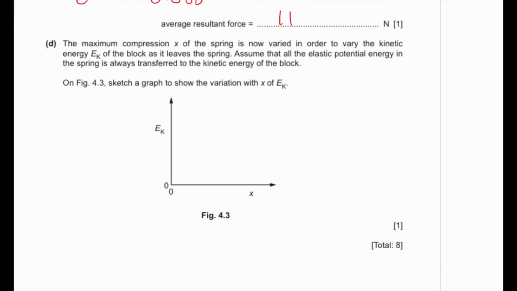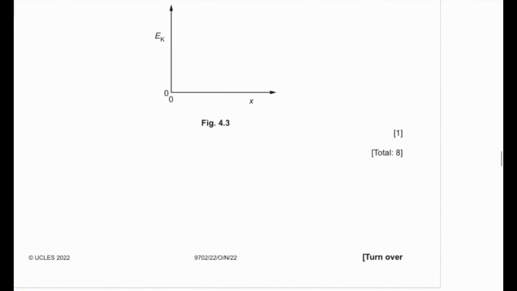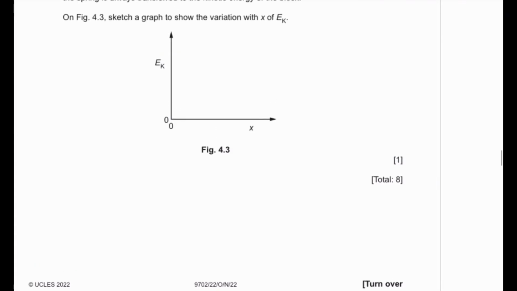We've been told that the maximum compression is varied in order to vary the kinetic energy. Assume that all the elastic potential energy is always transferred to the kinetic energy. Sketch a graph to show the variation with x of the kinetic energy. So I need an equation to tell me something. Whenever you see these graphs, you just have to think of all the equations that you know, put them down, and determine the graphs that you need.